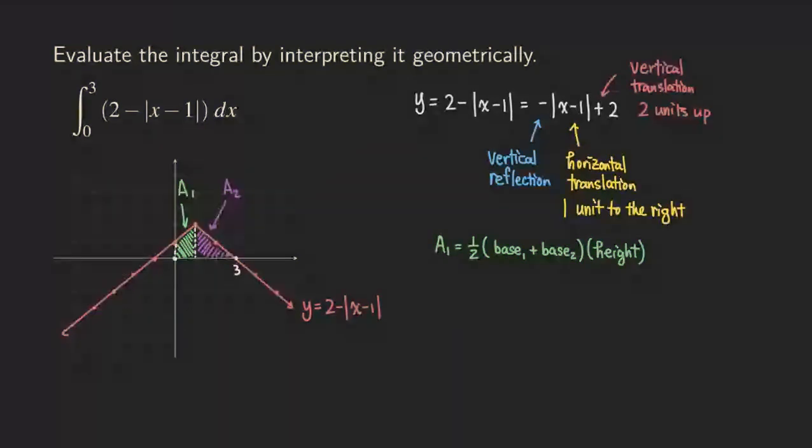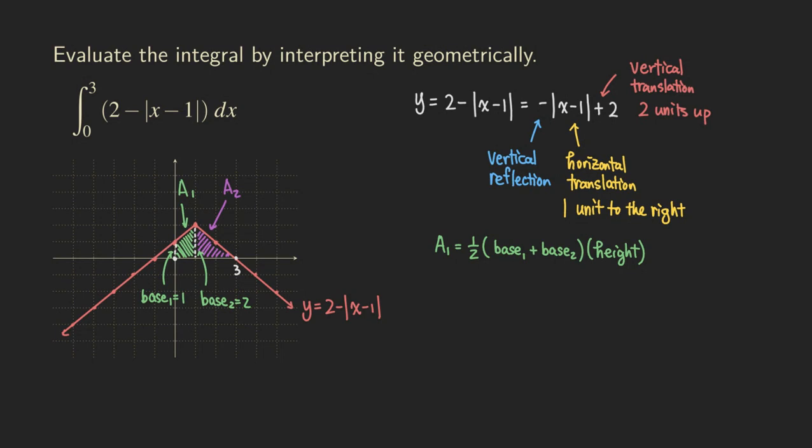Okay, so what is base 1? You can actually see that base 1 is just 1 unit right here, right? So that's base 1. This is base 1. Base 1 is 1. Okay, what about this base 2? Base 2 is going to be, let's take a look. This is actually 2 units, right? So you're going to get 2.